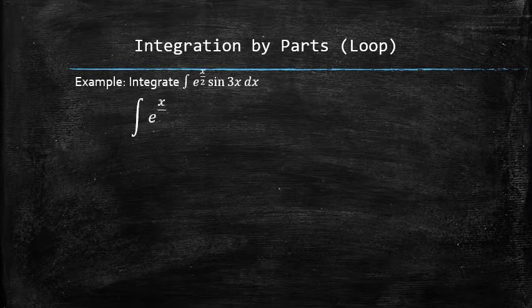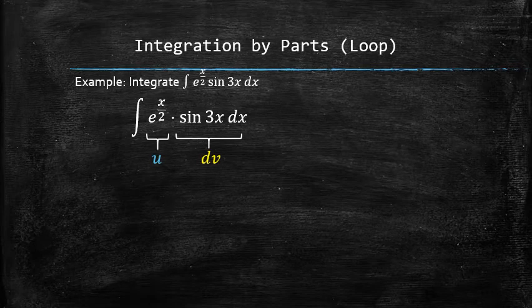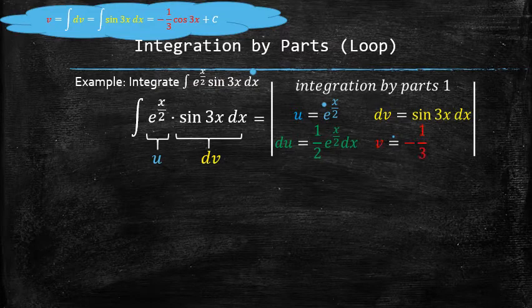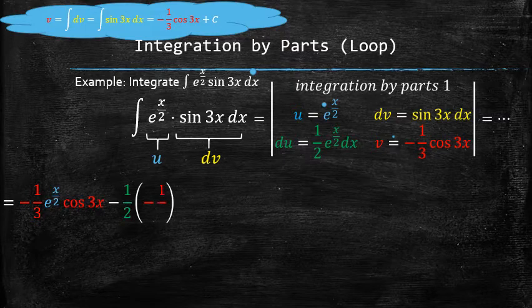We rewrite the integrand and choose u and dv and integrate by parts by differentiating u to find du and integrating dv to find v. We apply the integration by parts formula and produce a new integral which is similar to the original integral and can also be found with another integration by parts.